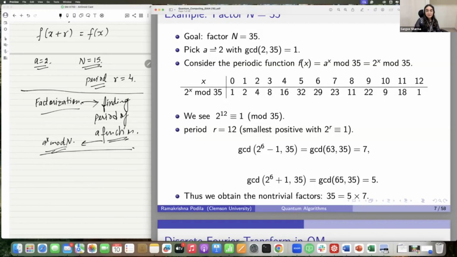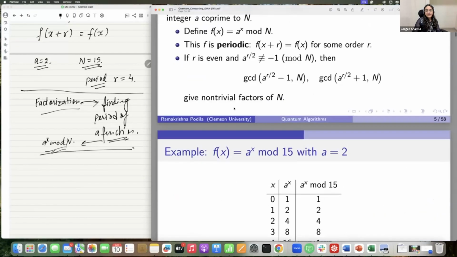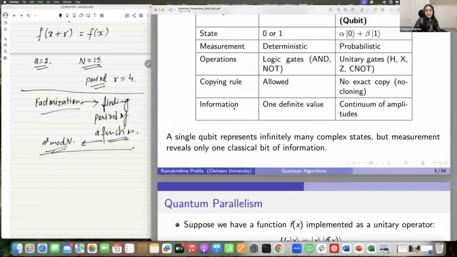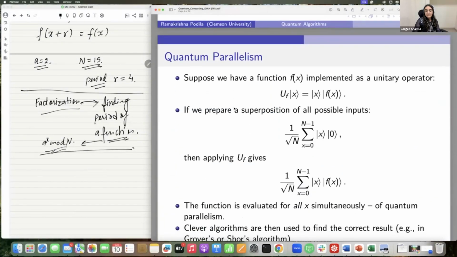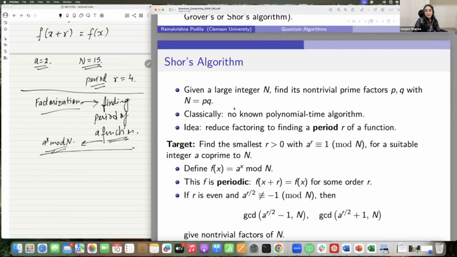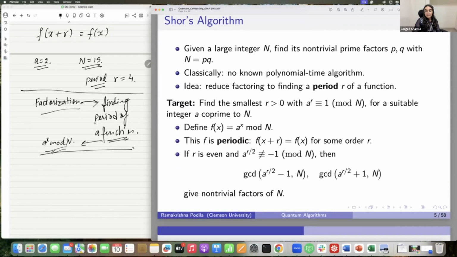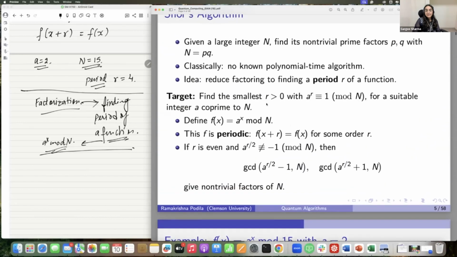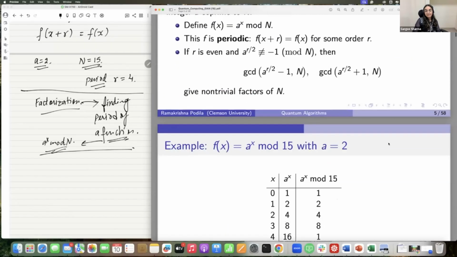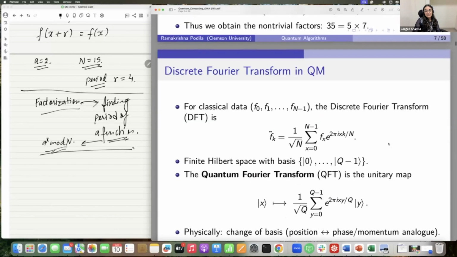Should a always be 2? No, I don't think a needs to always be 2. So basically, if you see here, sorry, let me show you where I had written it. Right, a suitable integer a co-prime to n. So a and n have to be co-prime. a needn't always be 2. That's what you should do.